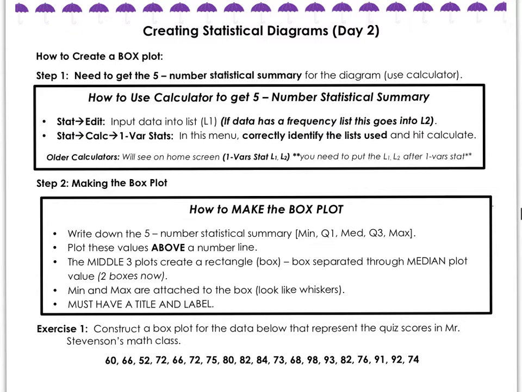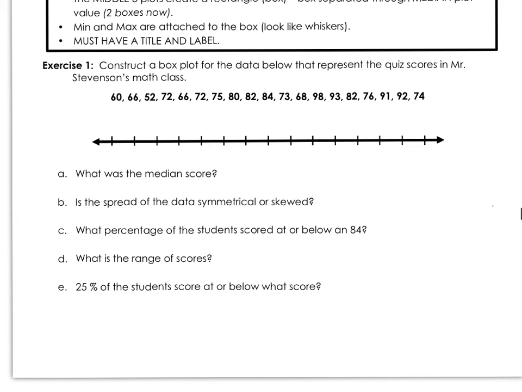So let's start by creating a box plot. Our first example says we need to construct a box plot for the data below that represents the quiz scores in Mr. Stevenson's math class. So what we need to do first is go to Stat, Edit, clear any information that is in your list by hitting Up, Clear, Down. Then we are going to input all of this information in L1 because there is no frequency list.